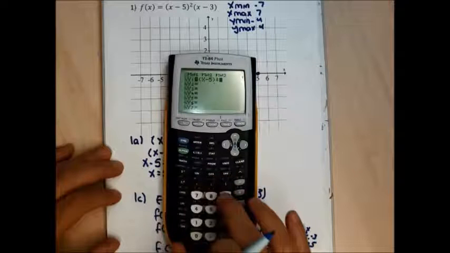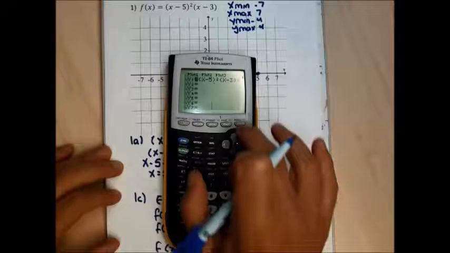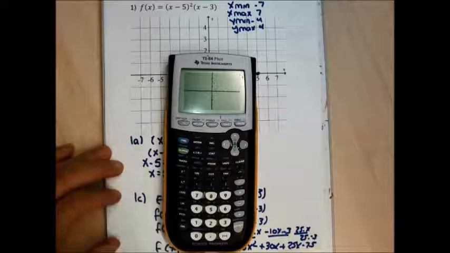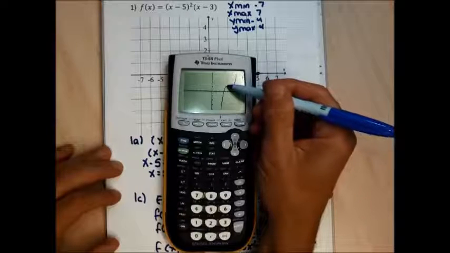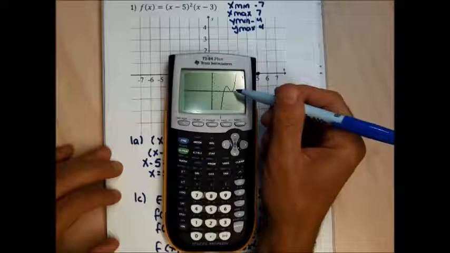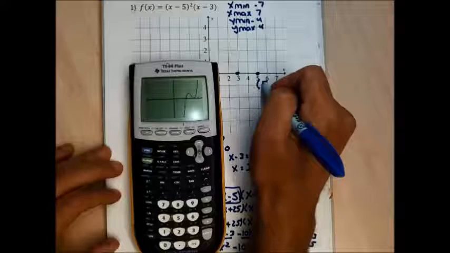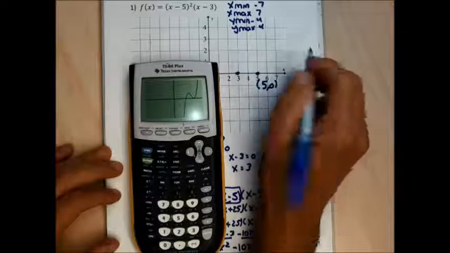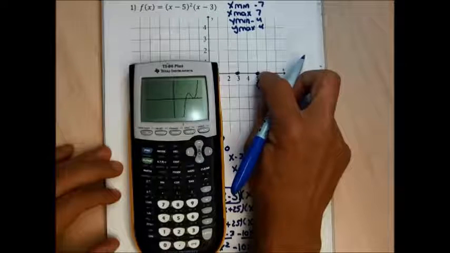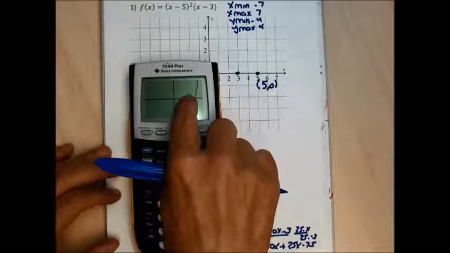I'll clear the function that's in there and enter this function, (x minus 5) squared times (x minus 3), graph it, and I need to get a real good estimate of the turning points. The turning point there is going to be, I don't know, and that's going to be the x-intercept of the point (5, 0). I know it's the point (5, 0) because at that point the graph touches but doesn't cross the x-axis. That produces a turning point, and that turning point's a maximum point.